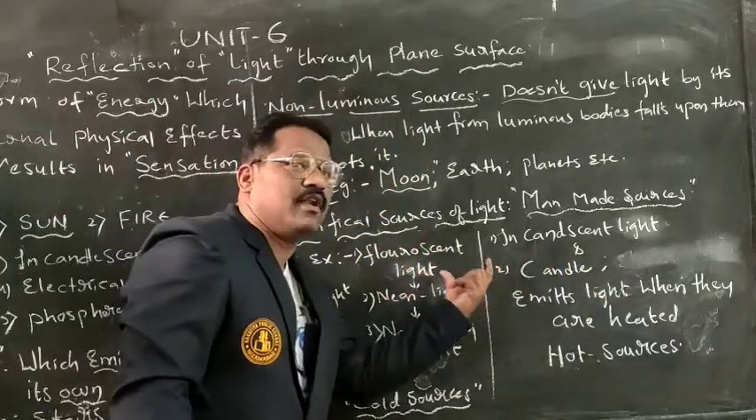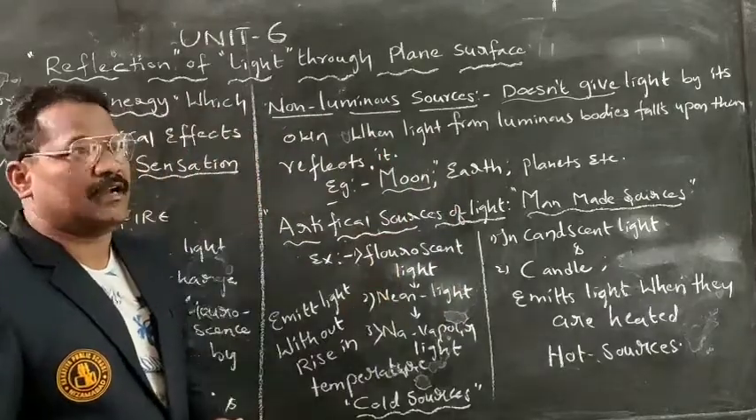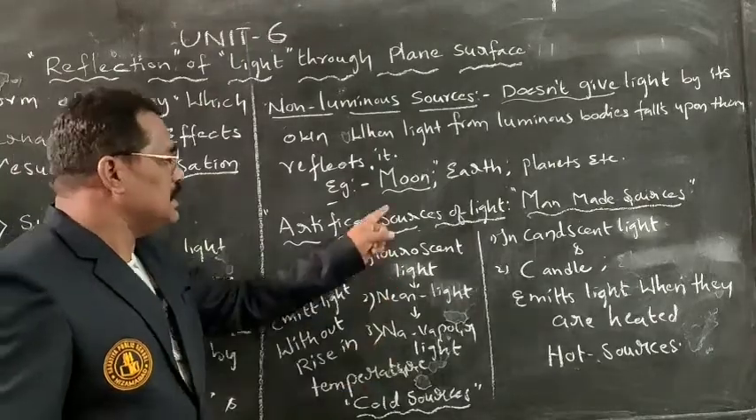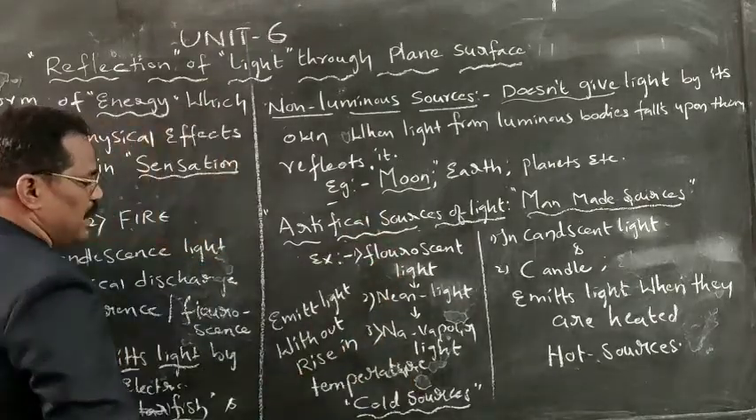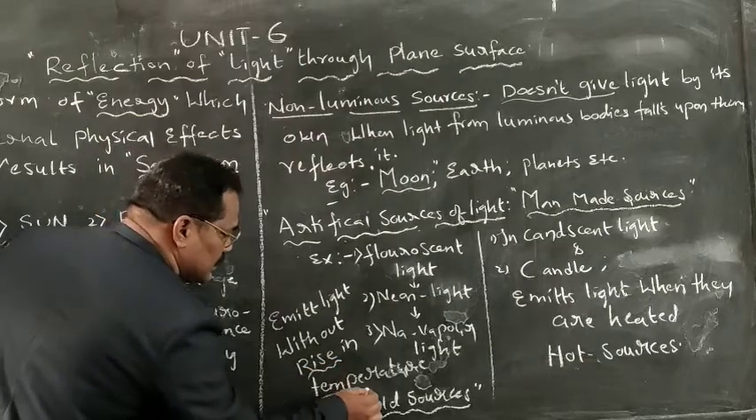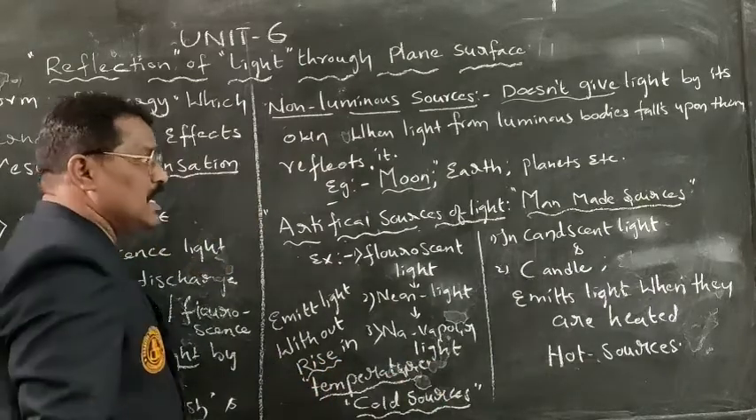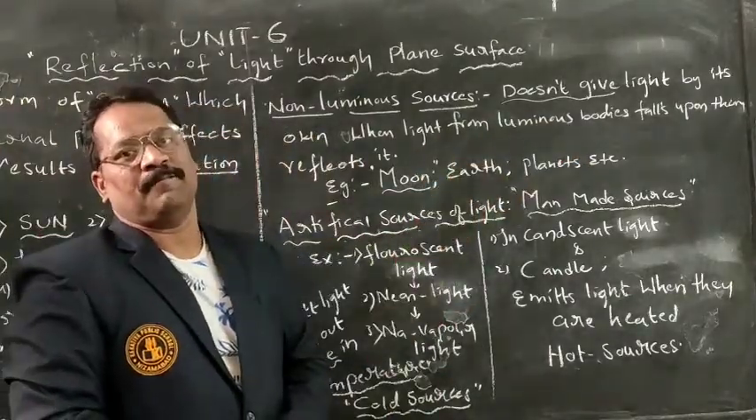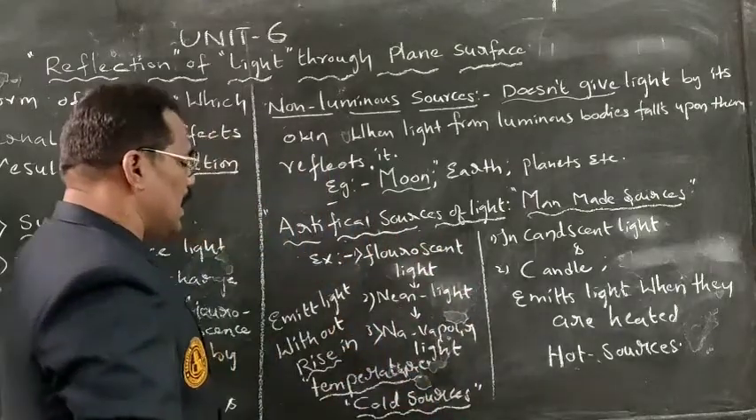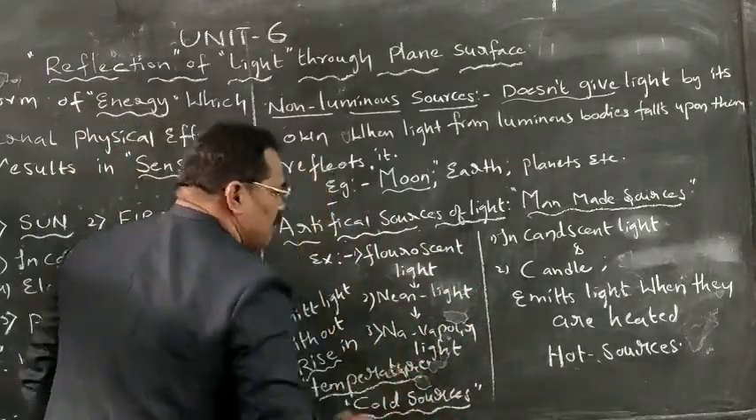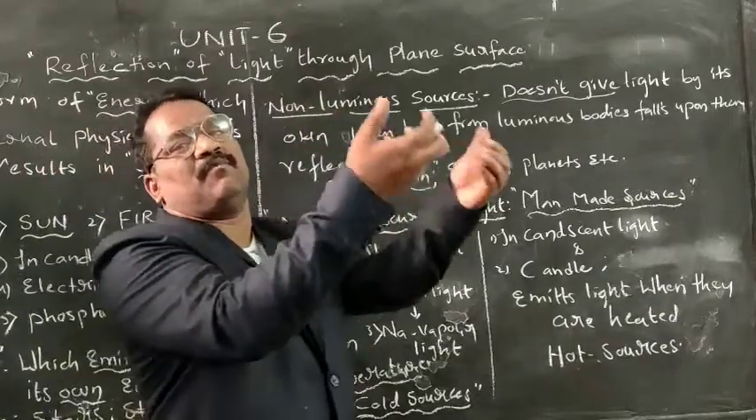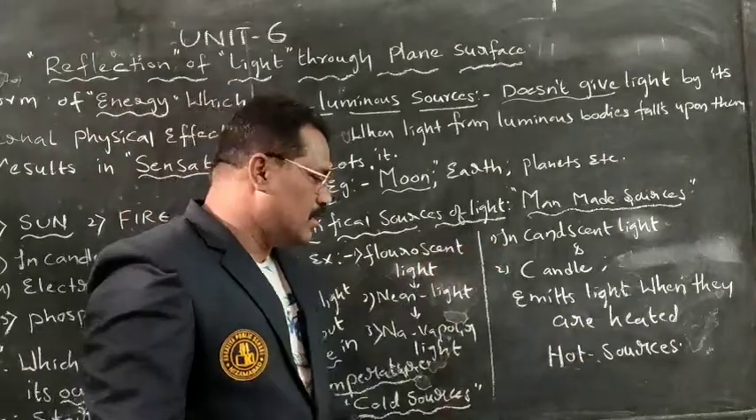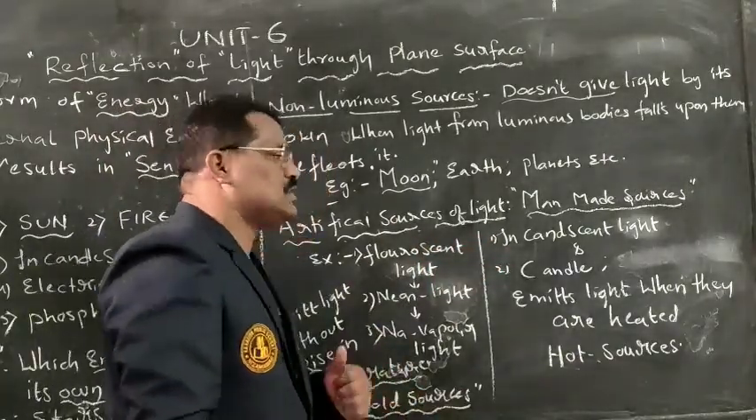I have categorized those artificial sources of light into two different blocks. Fluorescent light, neon light, sodium vapor light: these all lights will emit without a rise in temperature. There is no need of increasing their temperature to produce light. Therefore, these sources are called cold sources. Why? Without rising their temperature, they are emitting light. Therefore, they are called cold sources.